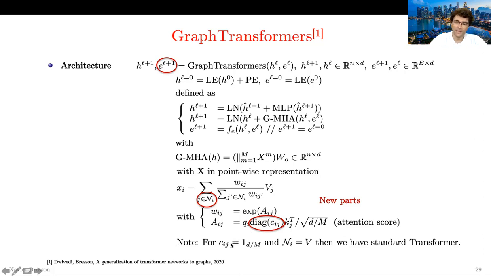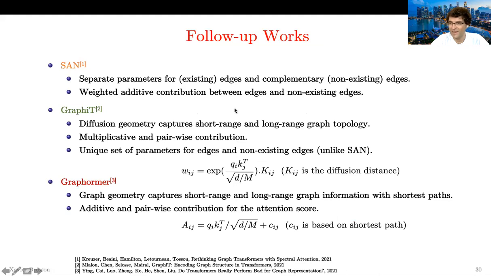So if we consider that the edge feature is 1, so no particular information, and the neighborhood is the set of all nodes, then this reduces to the standard transformer. So that was the consistency we wanted. But again, it didn't work. So there have been some follow-up works, very promising.